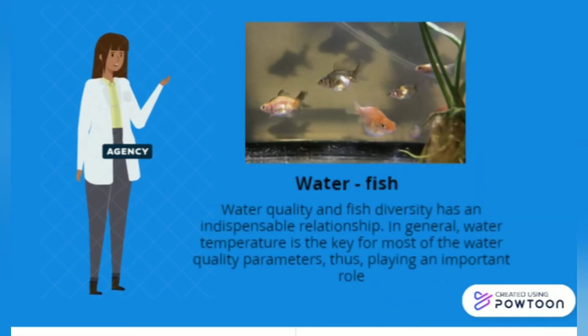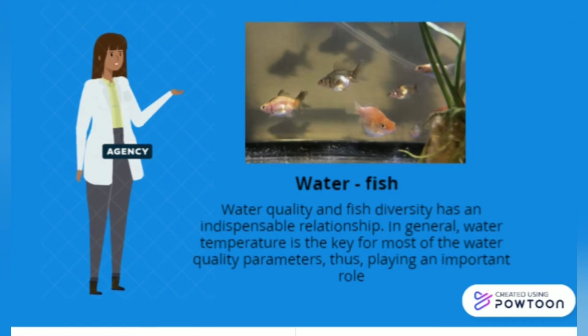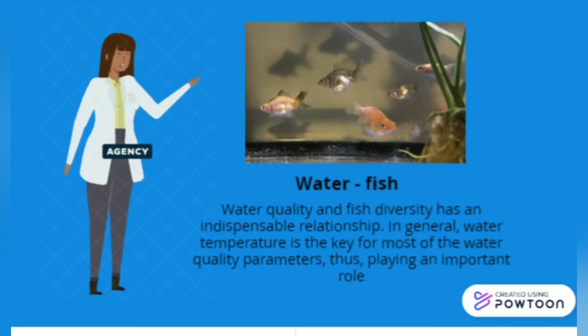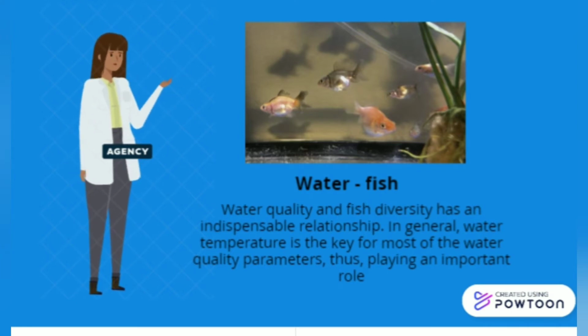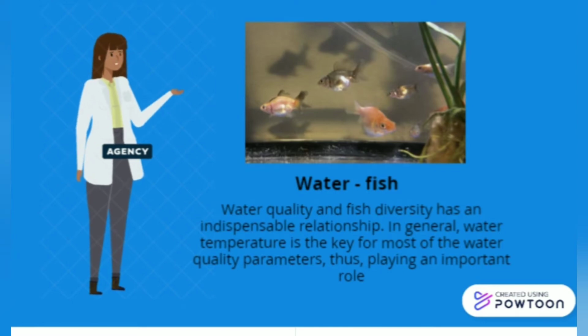The next relationship is the water and fish relationship. Water quality and fish diversity have an indispensable relationship. In general, water temperature is the key for most of the water quality parameters, thus playing an important role.